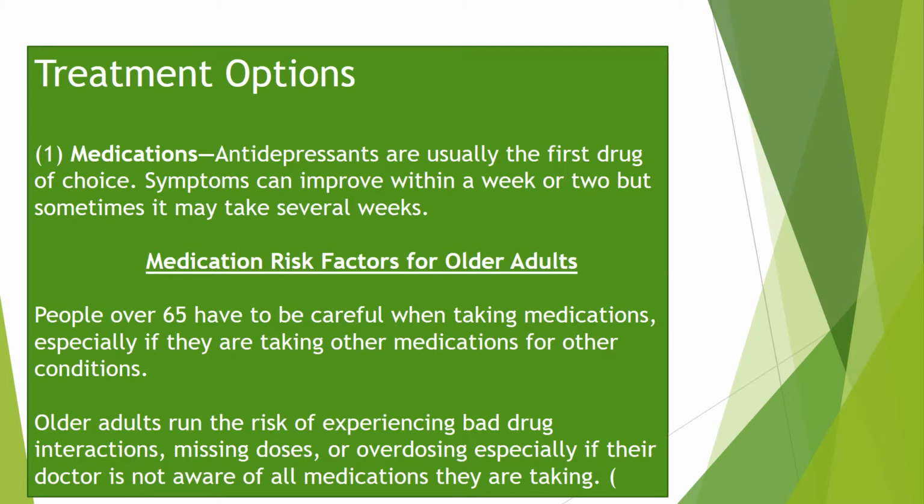Some medication risk factors that must be considered if an older adult starts an antidepressant. One such risk factor is older adults have to be especially careful when taking medications for different conditions, as the medications can easily get mixed up. Another risk factor that needs to be considered is older adults have a higher risk for experiencing bad drug interactions, missing doses, or overdosing, especially if their doctor is not aware of all the medications that they are taking.